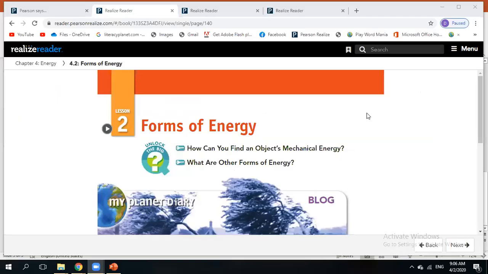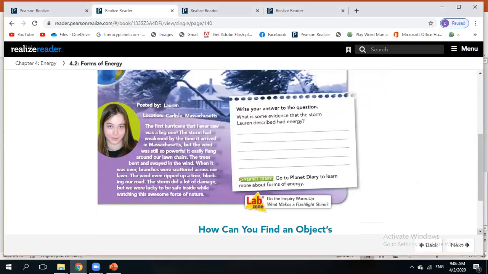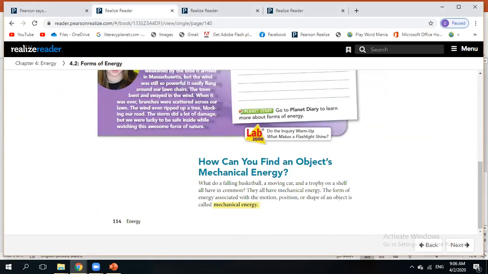In the previous session, we talked about mechanical energy. What's the meaning of mechanical energy? We said it's the form of energy associated with motion, position, or shape of an object. Can you see the page of the book? Yes. So what's the meaning of mechanical energy? Mechanical energy is the form of energy that is associated with the motion, position, or shape of an object.